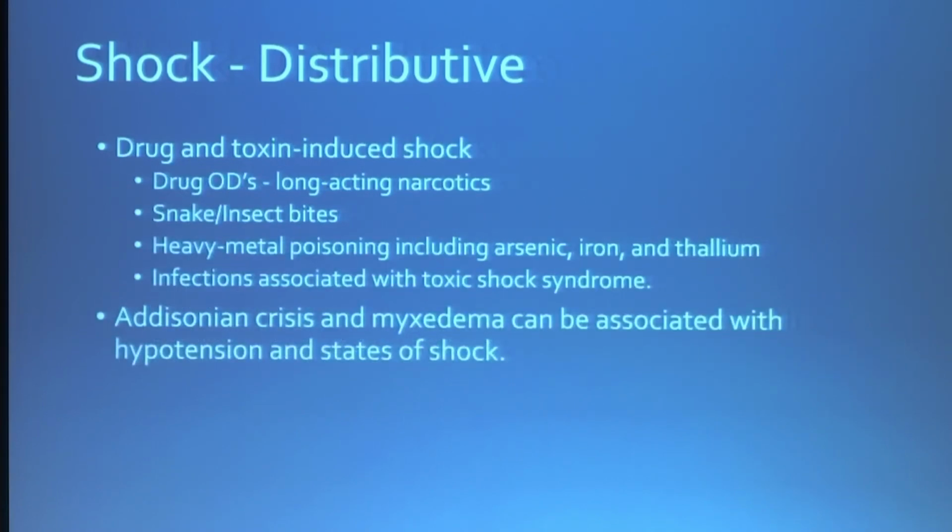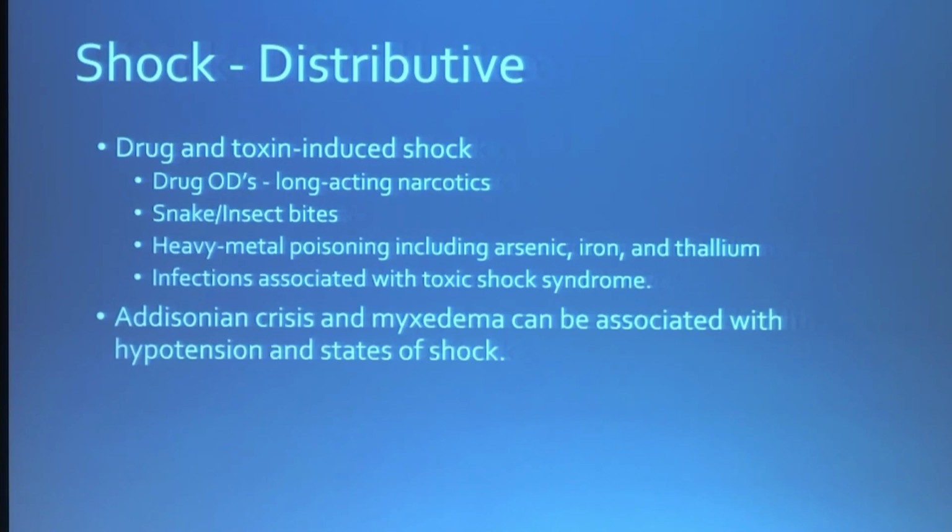Drugs and toxins: long-acting narcotics, for example, snake and insect bites can cause distributive shock. Heavy metal poisoning, including arsenic and iron, so iron overdoses, little kids who take all of mom's prenatal vitamins will have, among other things, a distributive shock picture. Infections, and then there's toxic shock syndrome, which we don't see as much anymore, but it still occurs.